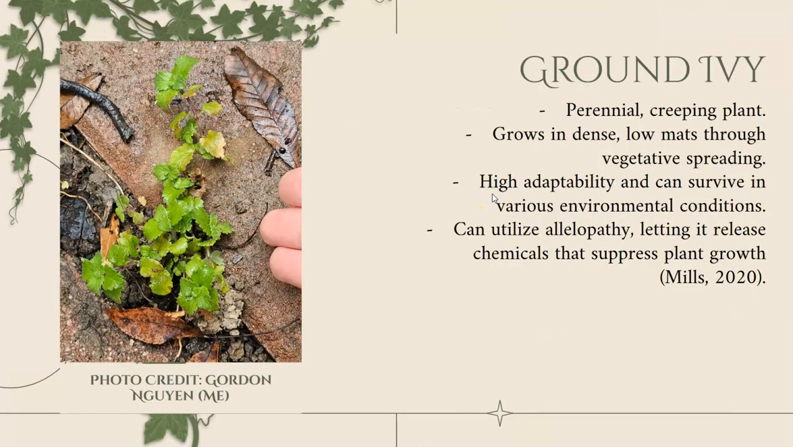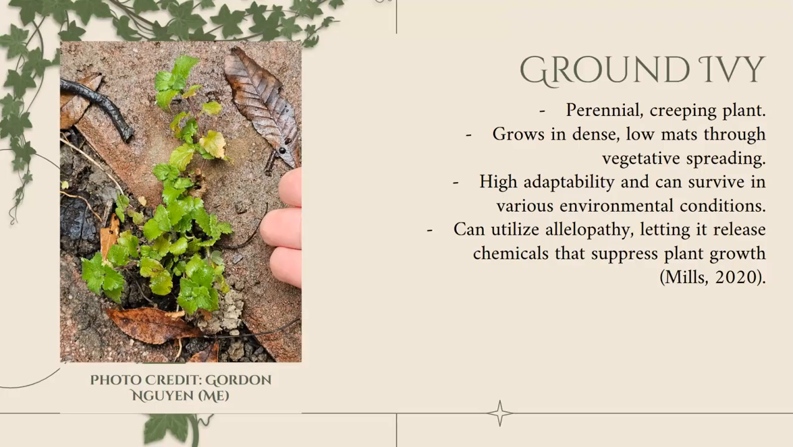The second species, ground ivy, is a perennial creeping plant that was brought over to the US from Europe and Asia. In the past, it was utilized in Oriental medicine to treat various conditions. Apart from that, this invasive species is similar to the Siberian elm in the sense that it can grow rapidly. Ground ivy primarily grows in dense, low mats via vegetative spreading, meaning new plants can arise from the vegetative parts of the original plant. This method enables it to skip germination and grow faster than plants that rely on seed propagation.